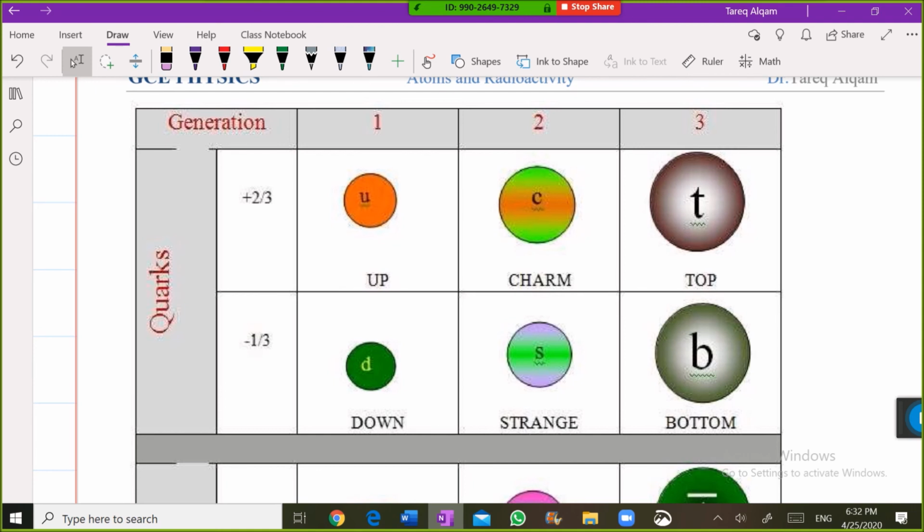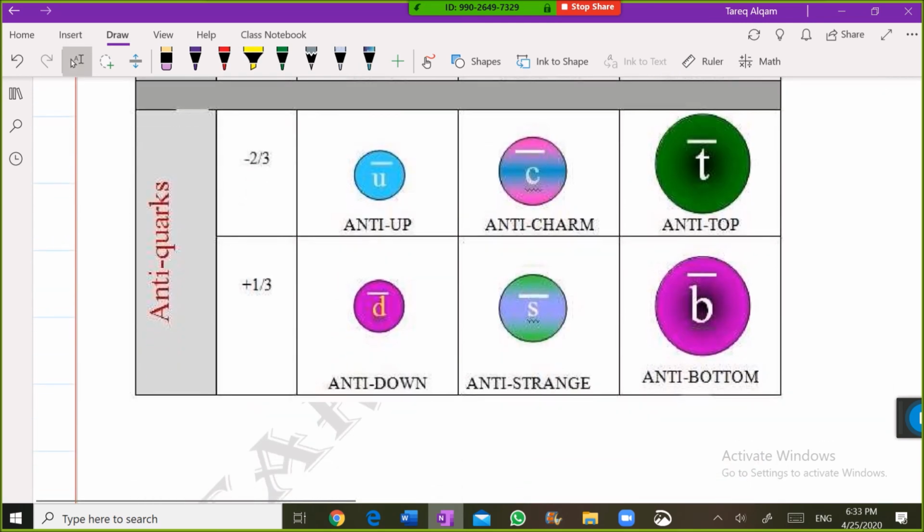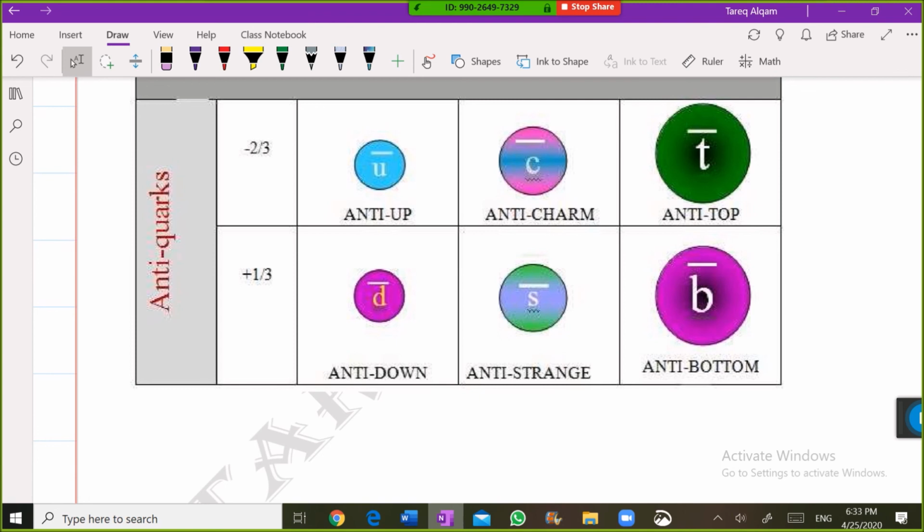فاذا اتفقنا، what we have to memorize: ال up, down, charm, strange, top وbottom. التشارج تاع هذا الرو 2/3e، والتشارج تاع هذا الرو -1/3e. طبعا for each quark, guys, there is an anti-quark. Like what we mentioned before, guys, any antiparticle has the same mass as the particle, but it has opposite charge.